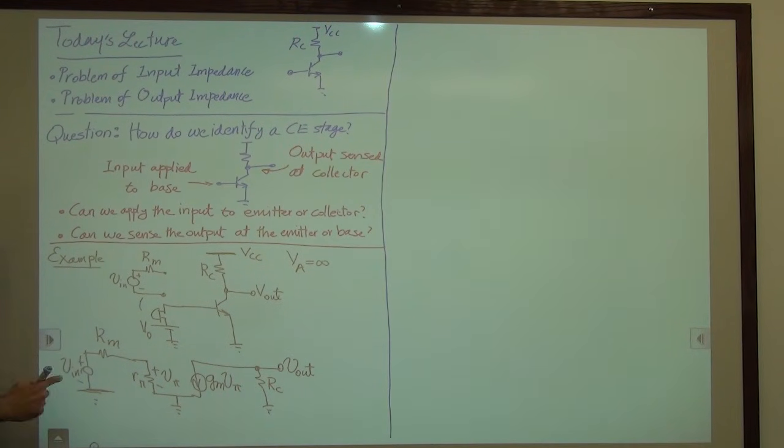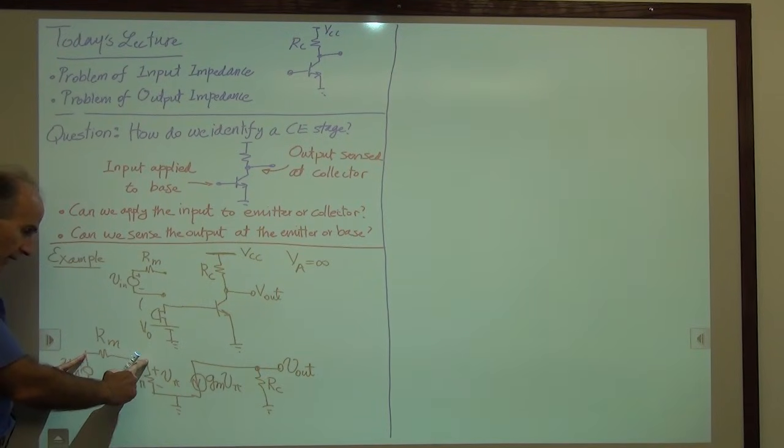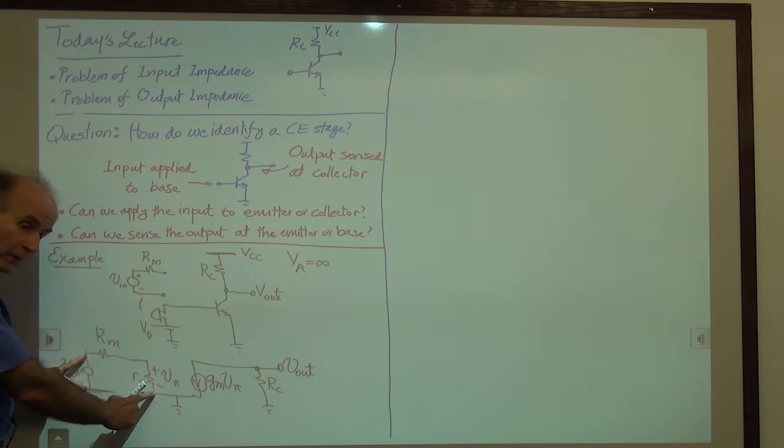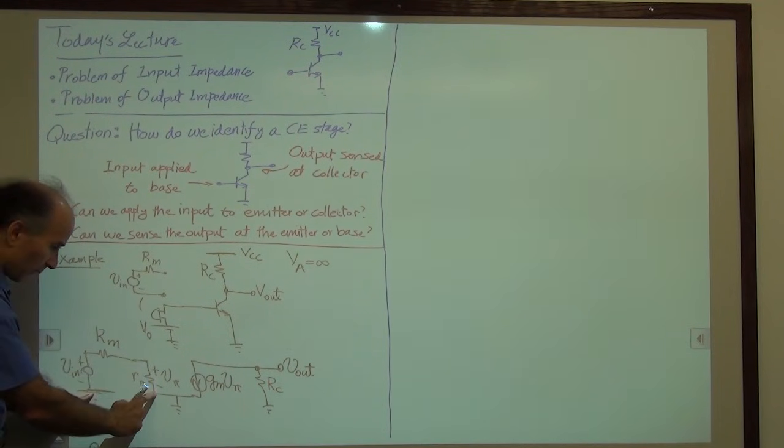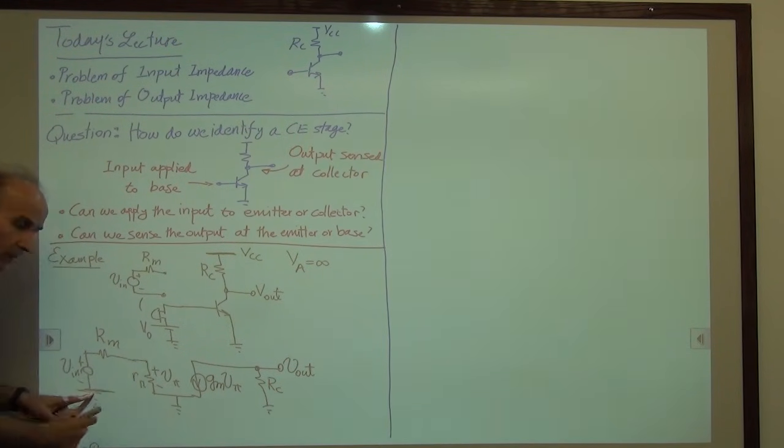All right, well, let's look at this input network here. I have one voltage source here, a resistor Rm, another resistor R pi. So the voltage source goes to ground, and these two also form a path to ground.